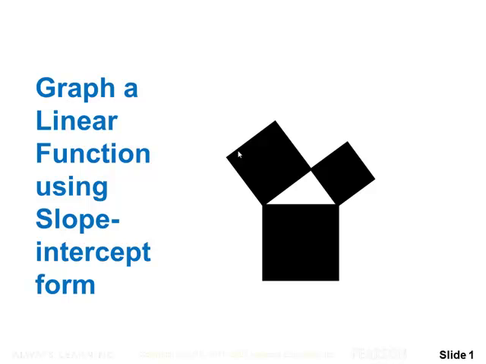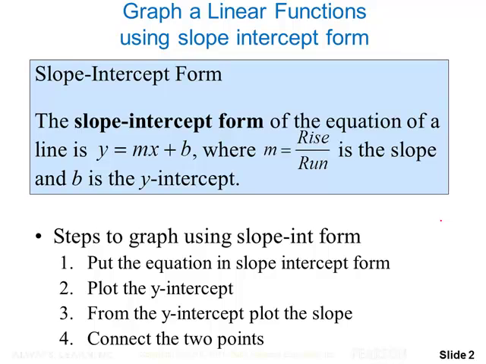Graph a linear function using slope-intercept form. The slope-intercept form of an equation is y equals mx plus b, where m is the slope and b is the y-intercept. M, which is the coefficient or the numerical term for x, is the rise over the run, and b is the y-intercept. The y-intercept is where your graph simply crosses the y-axis.